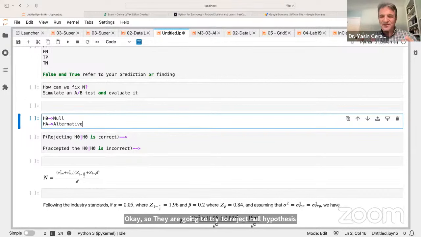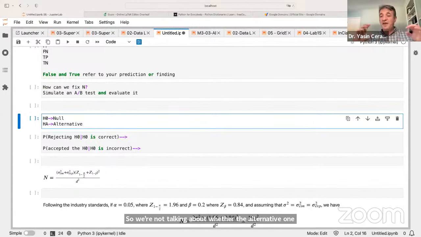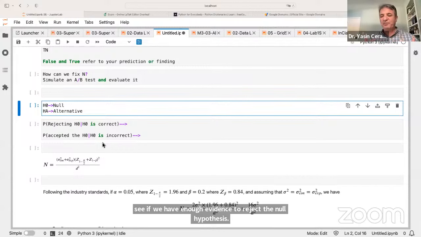Again, remember some details here where they're not going to say that alternative is correct. So there is no way we can prove that the alternative hypothesis is correct. We can simply say that we have enough evidence to reject the null hypothesis, or we have enough evidence not to reject, so accept the null hypothesis. So we're not talking about whether the alternative one is correct or not, because there might be so many alternatives when null is not correct, right? But picking one of the alternatives, we are trying to see if we have enough evidence to reject the null hypothesis.